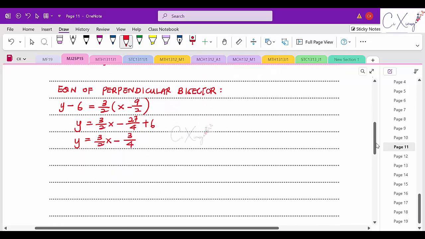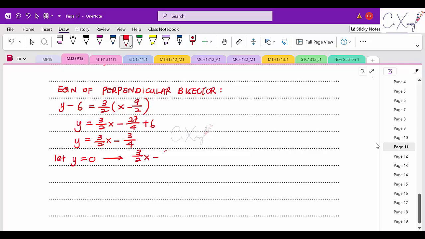Okay, so next we want to get the x and y intercept. So we will let y equal to 0. What do we get for the value of x? So 3 over 2 times x minus 3 over 4 is equal to 0. So from here, you'll get the value of x, which is equal to half. Then you let x equal to 0 as well, so that you can get the y coordinate. So you're having y equals to 0 minus 3 over 4. So from here, y is equal to -3 over 4.